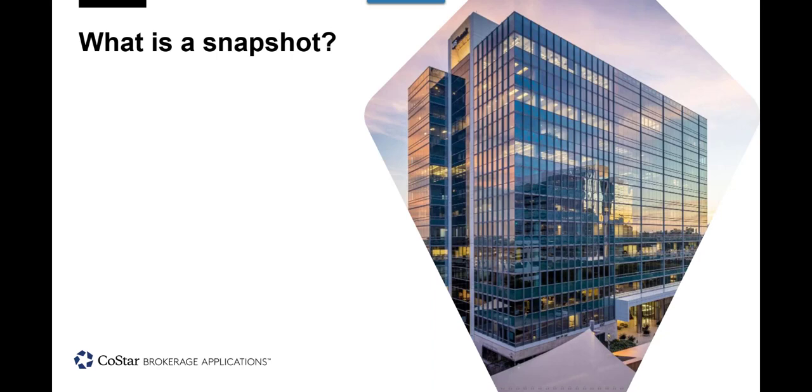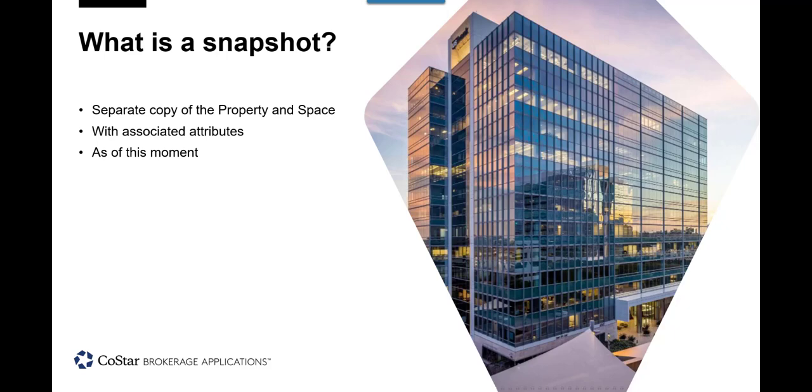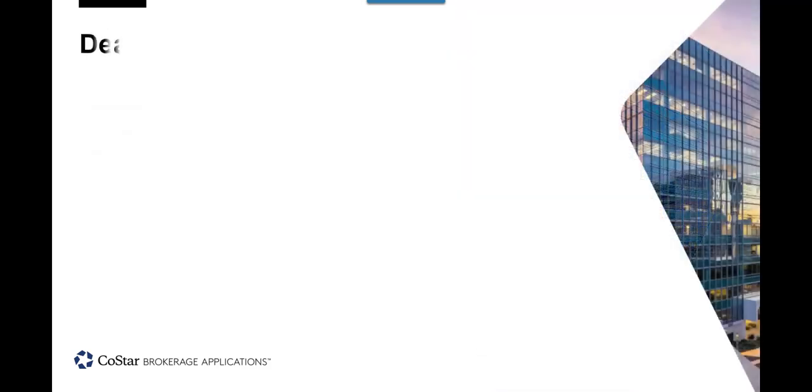A snapshot is a separate copy of the property and space you just selected for this deal, with all of their associated attributes as of this moment. The system will keep those copies with this deal and allow the original or inventory records to continue to reflect the most up-to-date information, even as it changes over time.